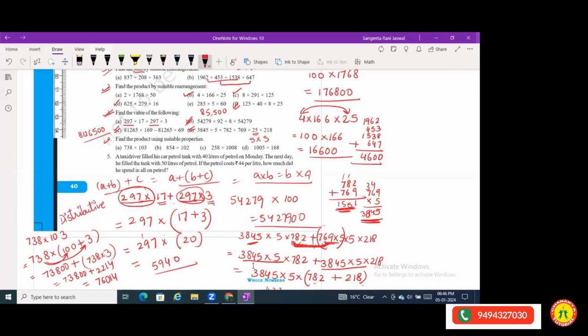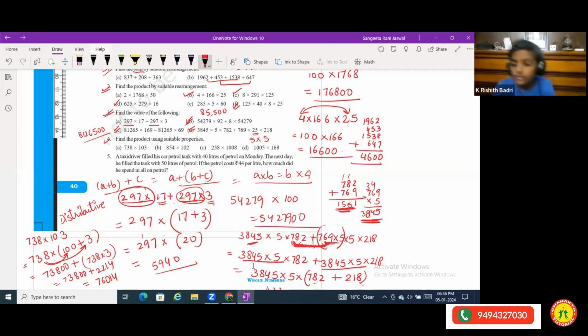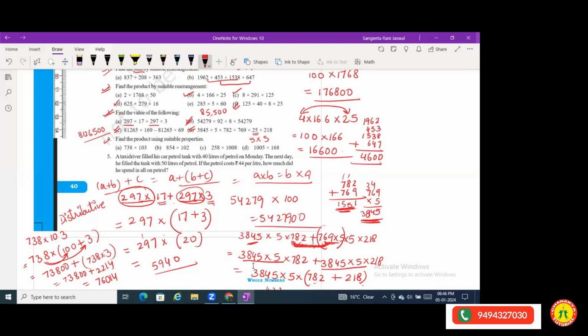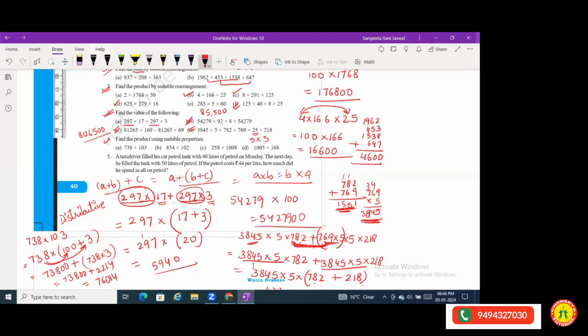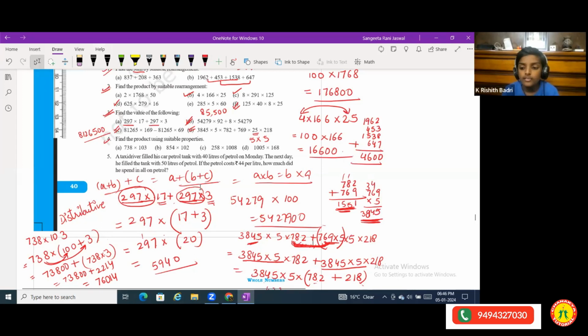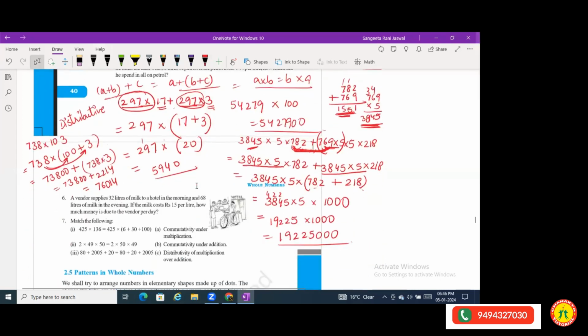Distributing means what? Making into parts. Distribution means making into parts. So you are making this number into parts, making a whole into fractions, but not a number fraction, not the a by b form. Just splitting it.